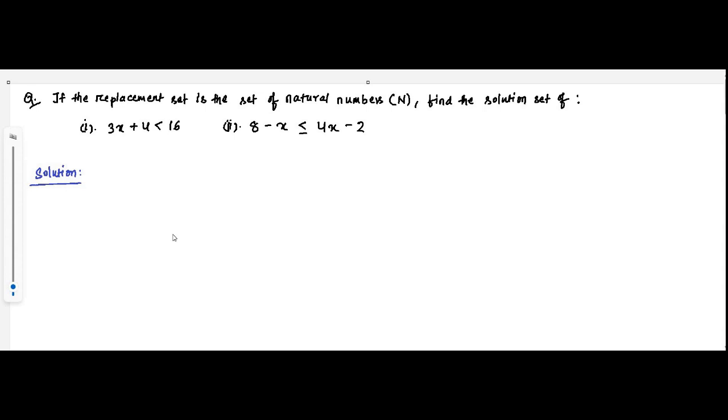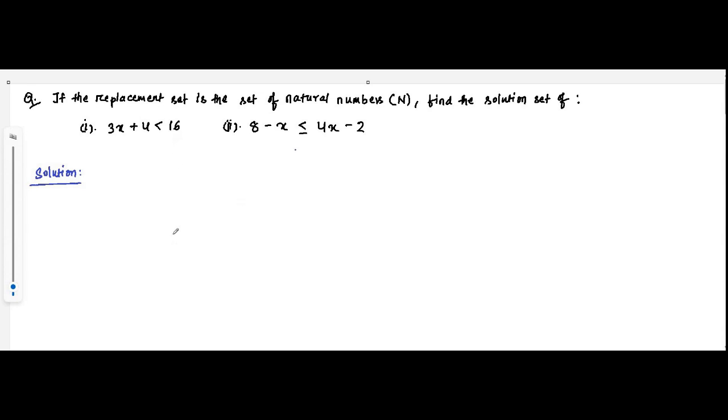So we'll be solving some questions on linear inequations in one variable. This is the first question. It is given that the replacement set is the set of natural numbers starting from 1 up to infinity, 1, 2, 3, 4, 5, 6 up to infinity, represented by capital N. Find the solution set of the following two inequations.